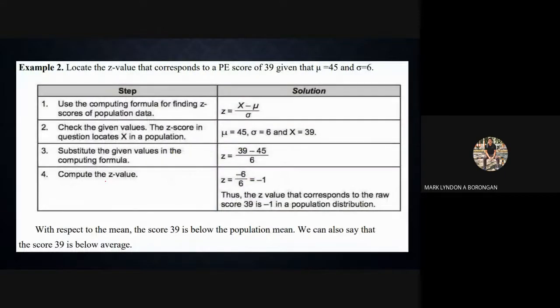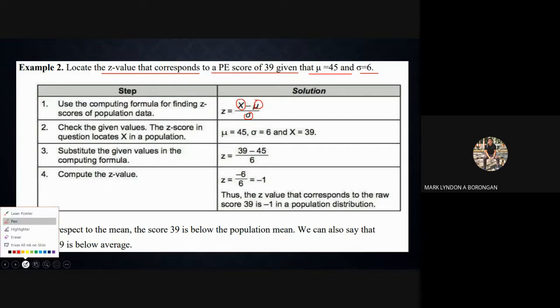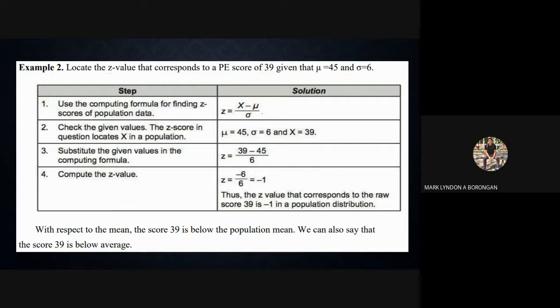So for example 2, we have there: locate the z value that corresponds to a PE score of 39 given that mu is equal to 45 and sigma is equal to 6. So ang mu ato is the mean, ug ang sigma is equal to the standard deviation. So since naa man ang tulo ka variables, ang x, ang mu ug ang sigma, we can now use the z formula. Okay? So sa atong z formula, that will be z is equal to x minus mu divided by sigma.